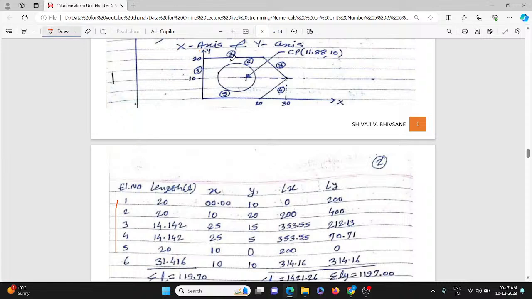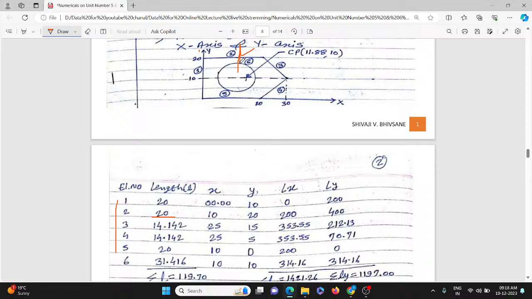Then consider the next one, that is the second element, this one. Here you can find the total length of this second element, and the centroid will be somewhere at the center. Okay, so what is the distance of this element's centroid from the y-axis? That is nothing but the x. So what is the length of this second element? It is 20.